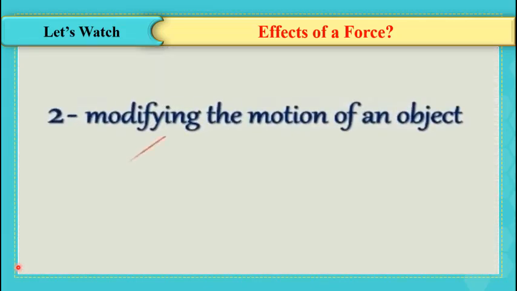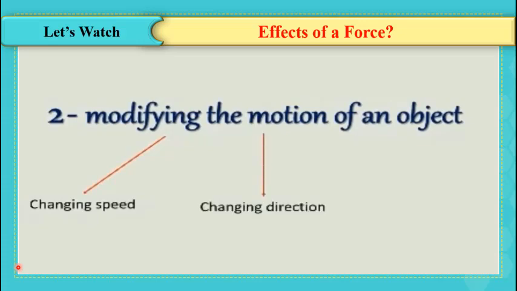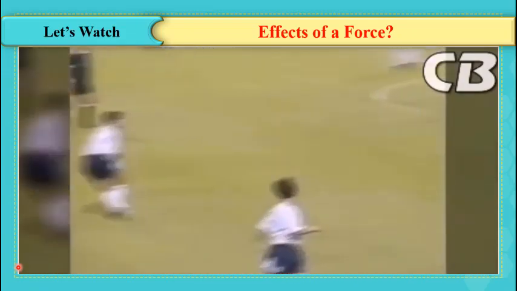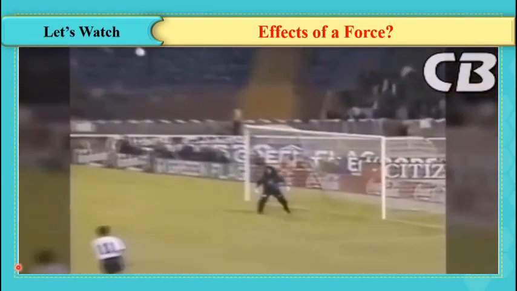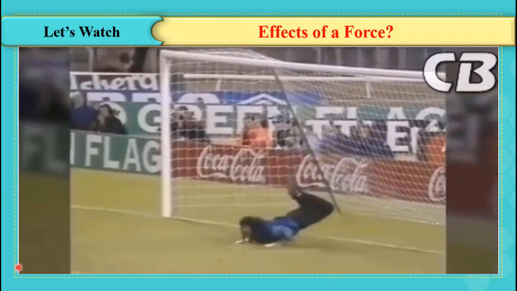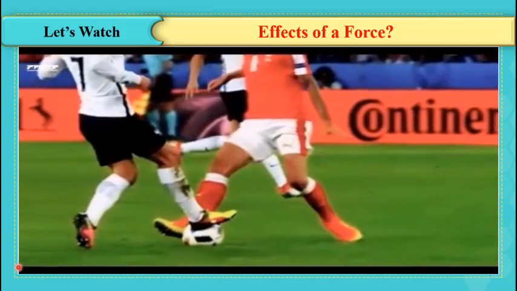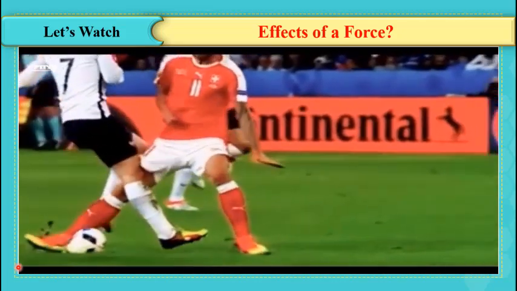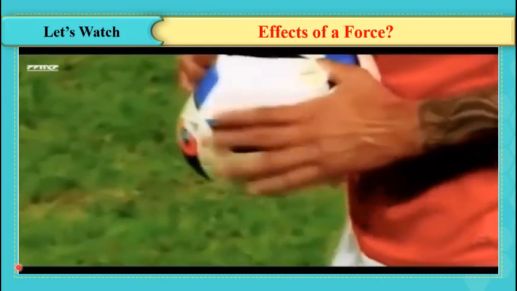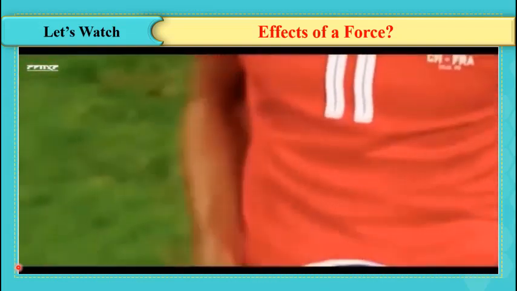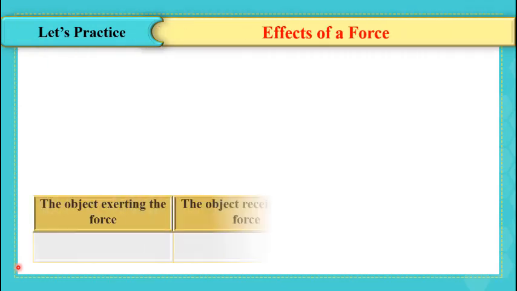Also, a force may modify the motion of an object, either by changing its speed, or changing its direction, or stopping the motion. Observe the force exerted by the goalkeeper on the ball. This force changes the direction of motion of the ball. Another effect of a force is to deform the shape of the object. Let us observe the following video. The player is pressing on the ball, and the effect of this force is to deform the shape of the ball.